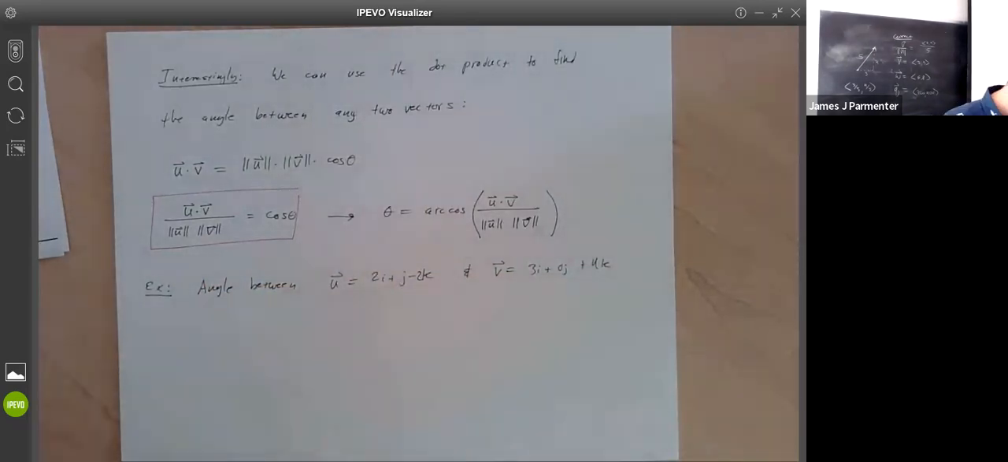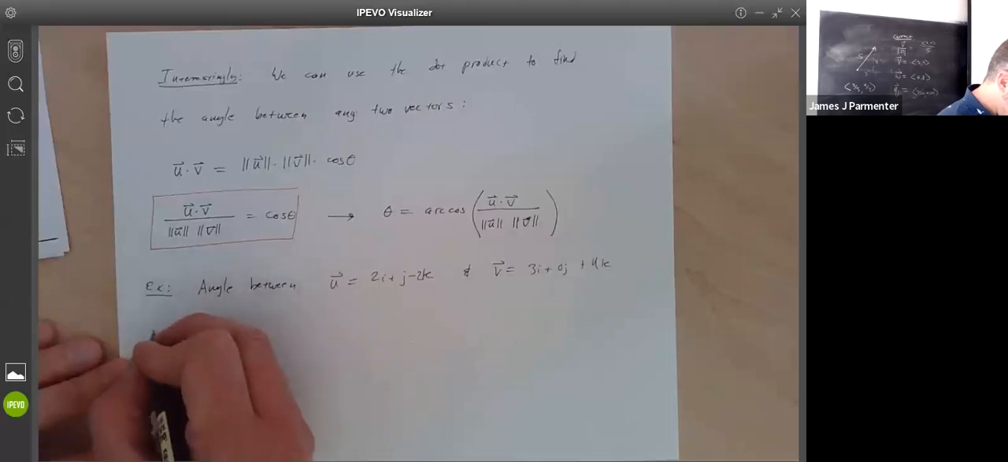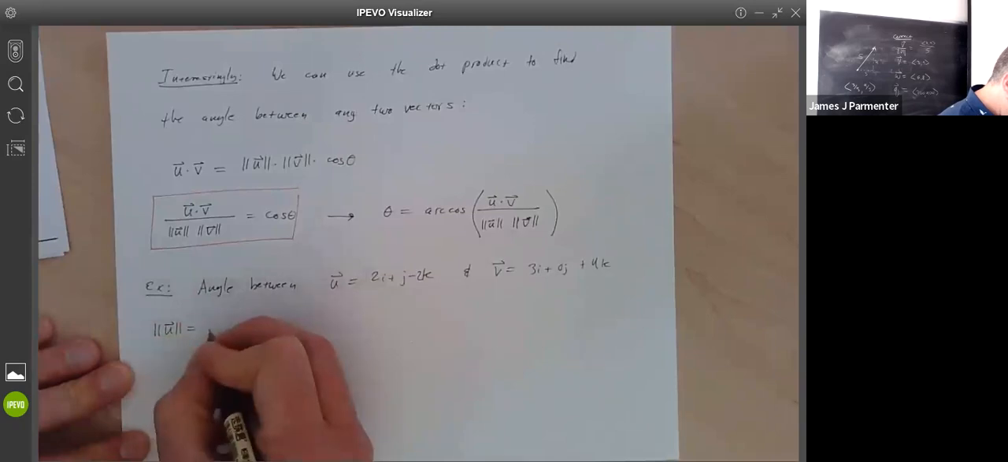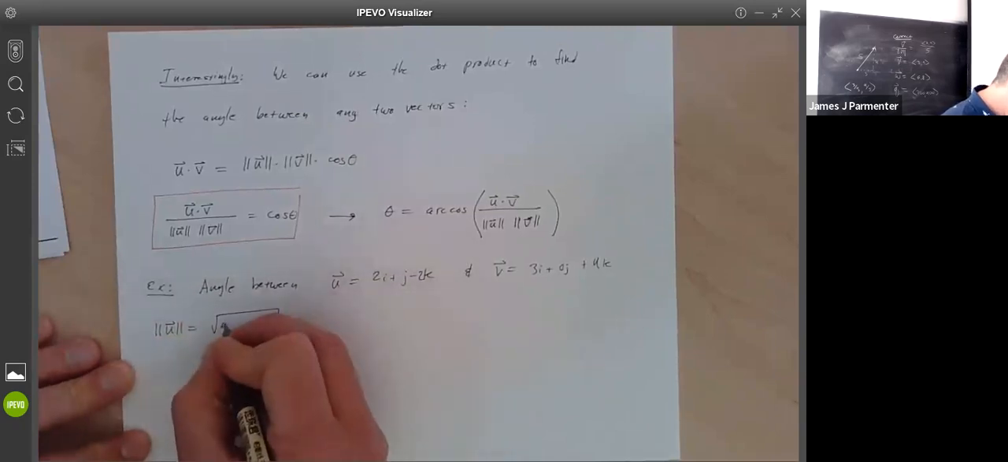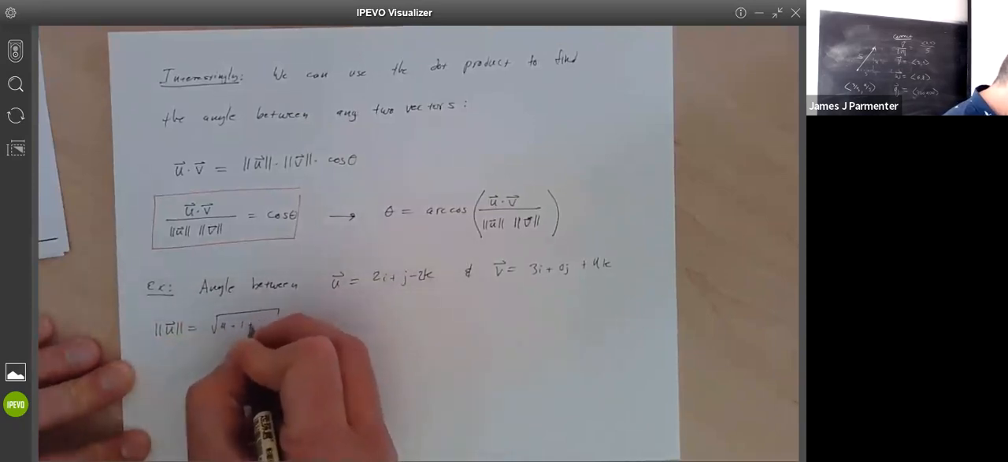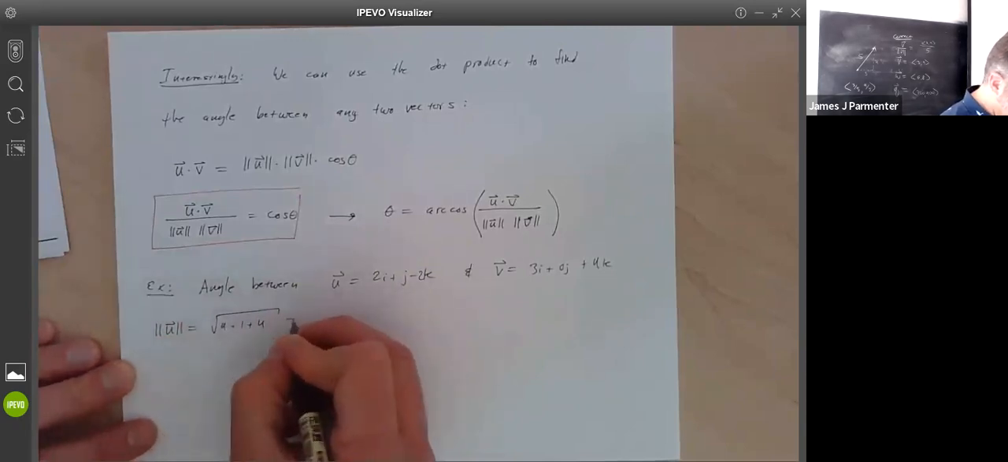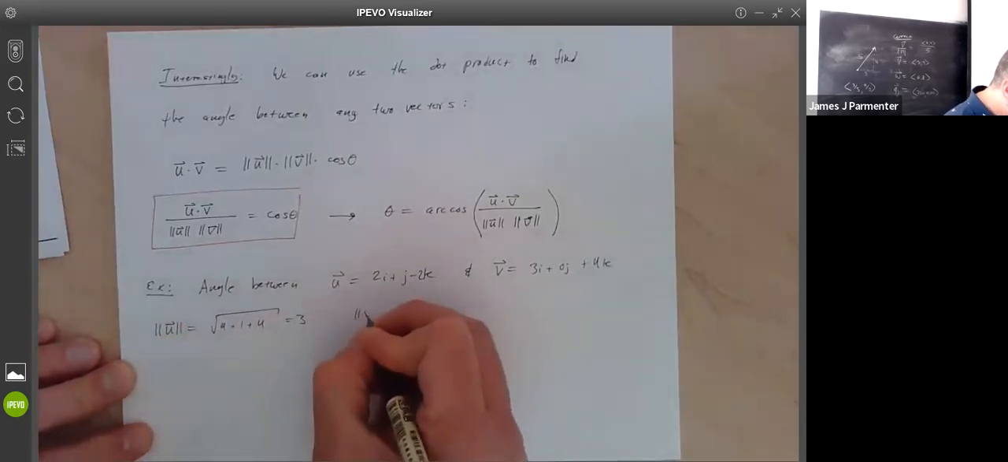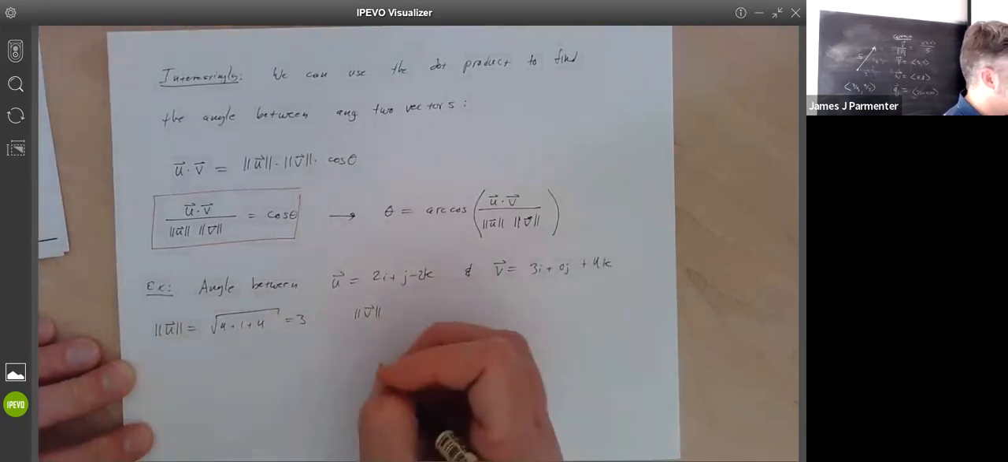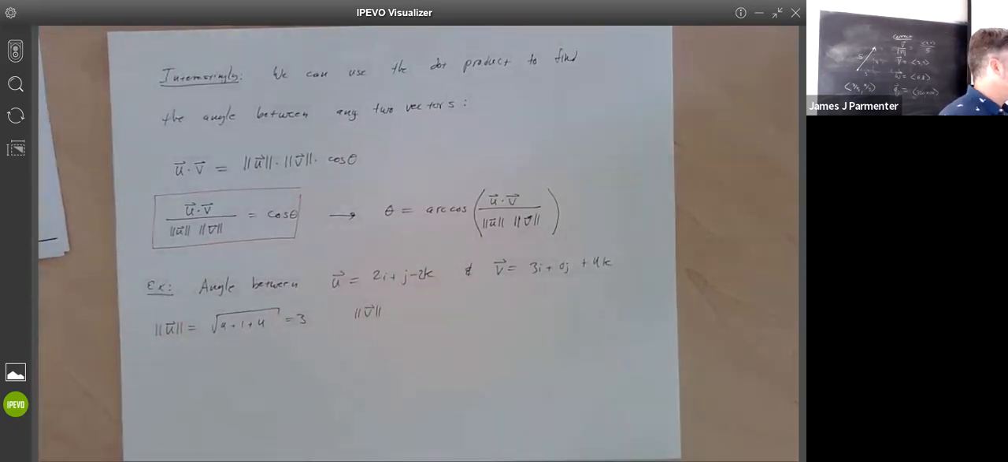I'm out of water. All right, well, let's find all the things. The magnitude of u is the square root of 2 squared plus 1 squared plus negative 2 squared. Oh, that's convenient. That's 3. The magnitude of v is obviously 5. You're going to see a lot of 5s. There's going to be a fair amount of 3, 4, 5s in your future when you're finding magnitudes.